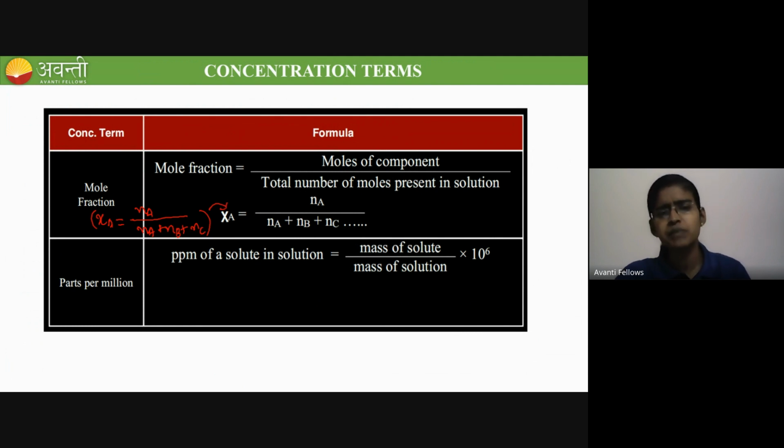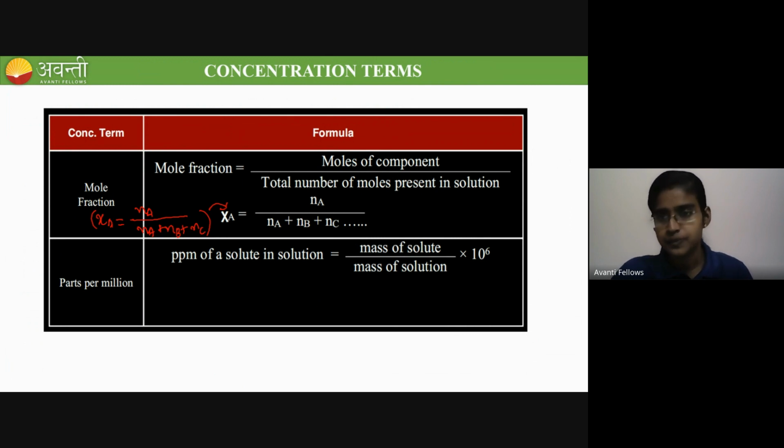And parts per million, ppm of a solute in a solution is equal to mass of solute by mass of the solution into 10 power 6. So these are the 7 formulas which you have to keep in mind to solve the questions based on the mole concept.